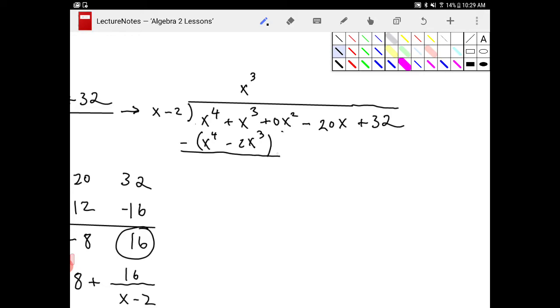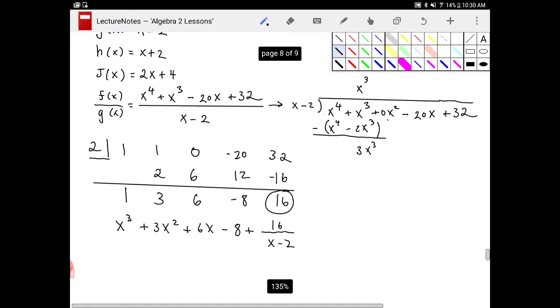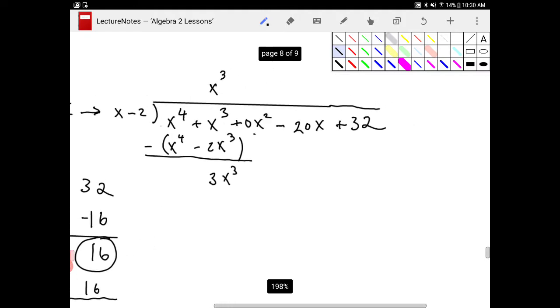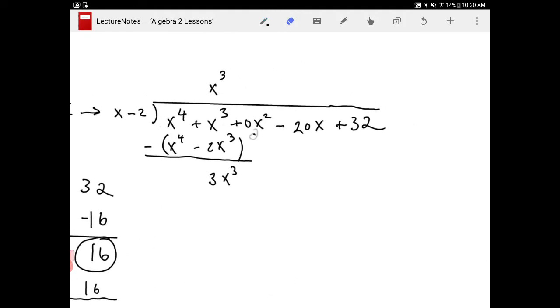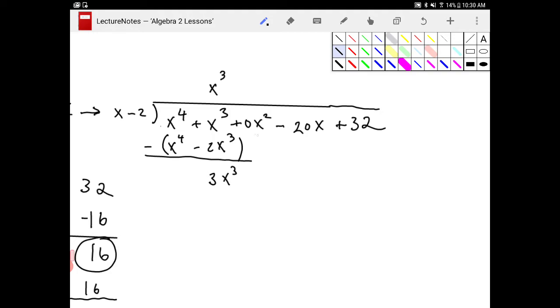And when I do, notice what happens. Minus negative becomes addition, so that becomes 3x to the third. Hence, that's why we add, right? And I'm going to do it again. I'm going to pull down the 0, so plus 0x squared. Again, I'm going to multiply by 3x squared, so I get 3x cubed minus 6x squared. And again, I'm going to subtract, and I get 6x squared.